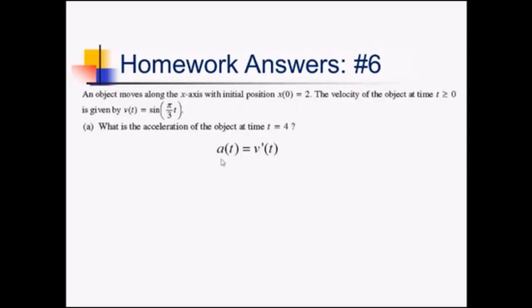So that's going to end up being cosine of pi over 3t times a tail of pi over 3. So that's what this looks like. And then we just have to plug in 4 to find the acceleration at time 4. So that's going to look like this. We're going to have 4 pi over 3 inside here if we plug 4 in for t.